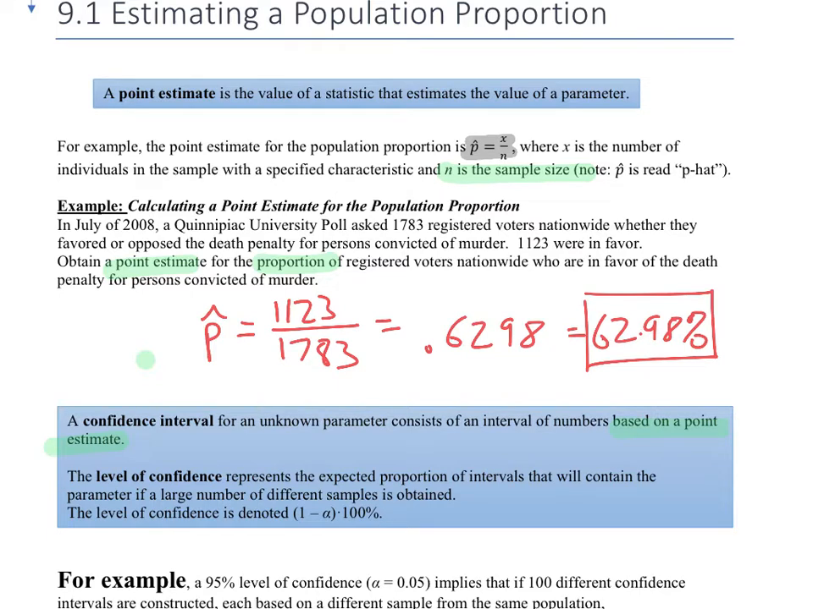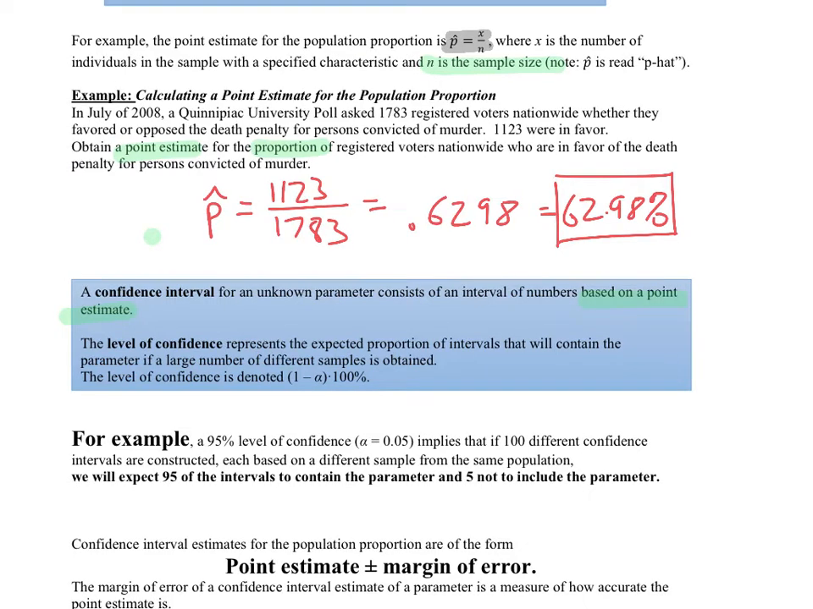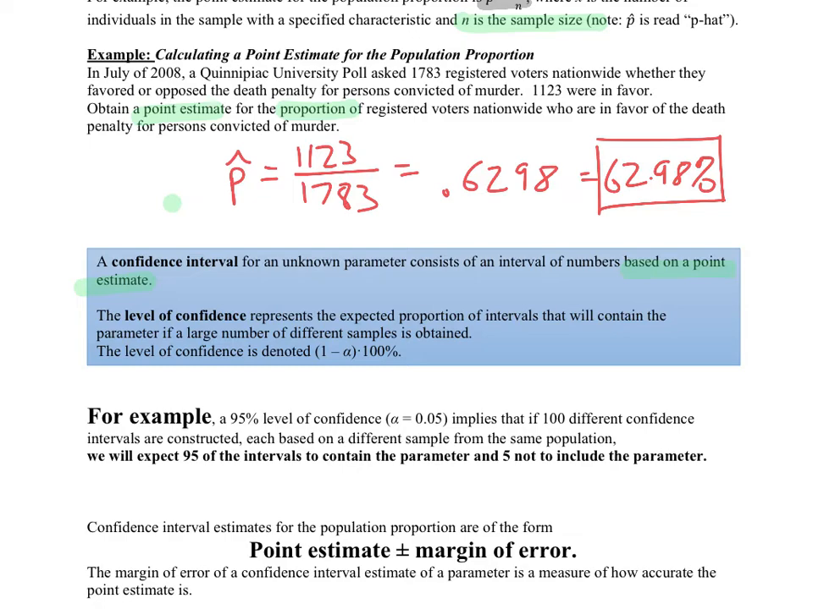And we need a way to figure out and say, well, there really is a national percentage. And it's probably somewhere, I don't know, maybe between 60 and 70, or maybe between 55 and 65. I don't know. So we need a way of saying what that range is, so we can have an idea. And we have what we call a level of confidence. So a level of confidence represents the expected proportion of intervals that will contain the parameter if a large number of different samples is obtained.